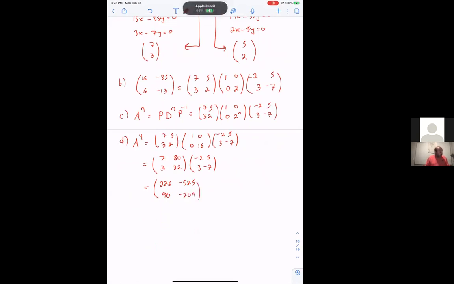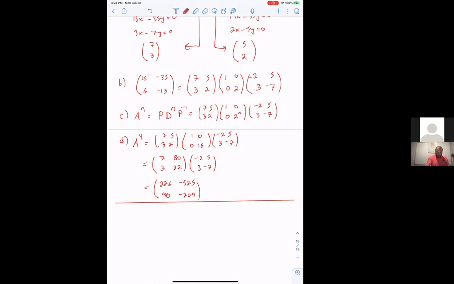And then it says confirm this with your GDC. So what I'm going to do is take out my calculator, edit a new 2x2 matrix of 16, negative 35, 6, and negative 13, and then take that matrix to the 4th power. And I sure enough get 226, negative 525, 90, negative 209. Whew! I would not want to have to go back and redo that one.